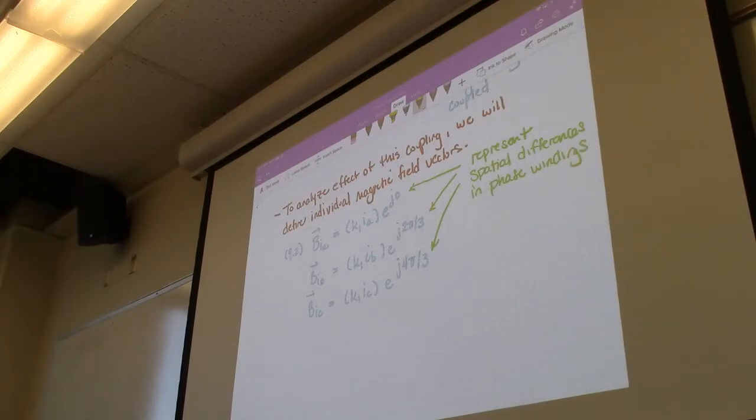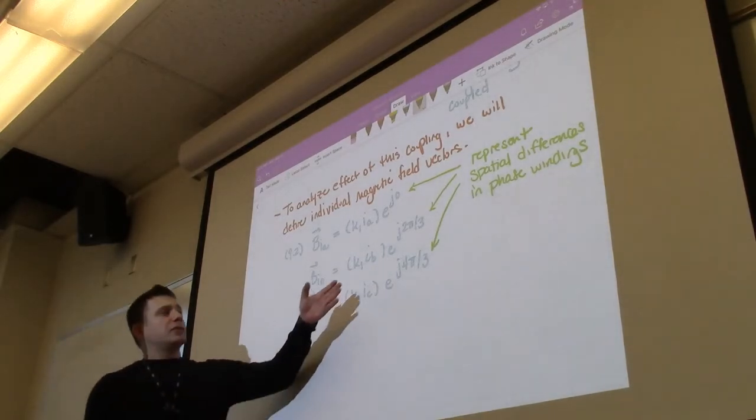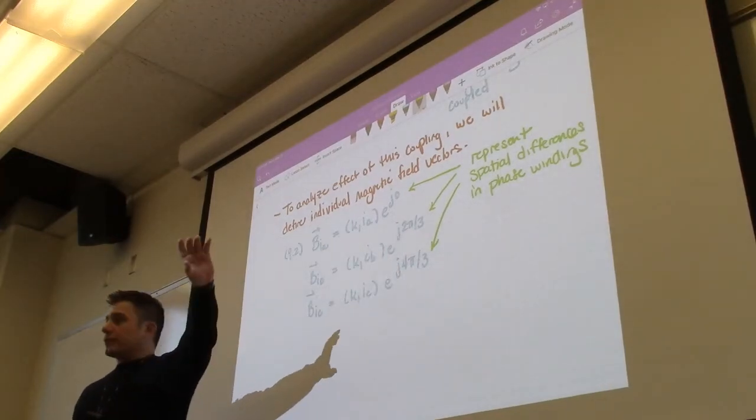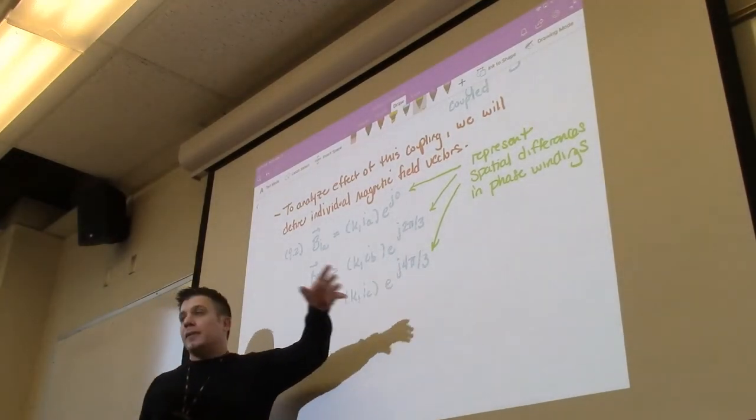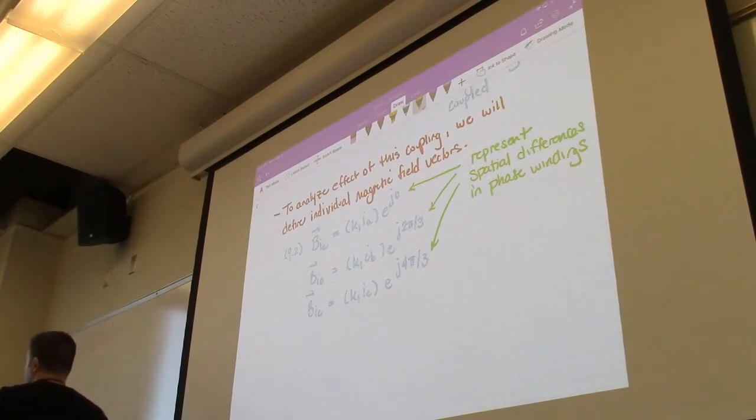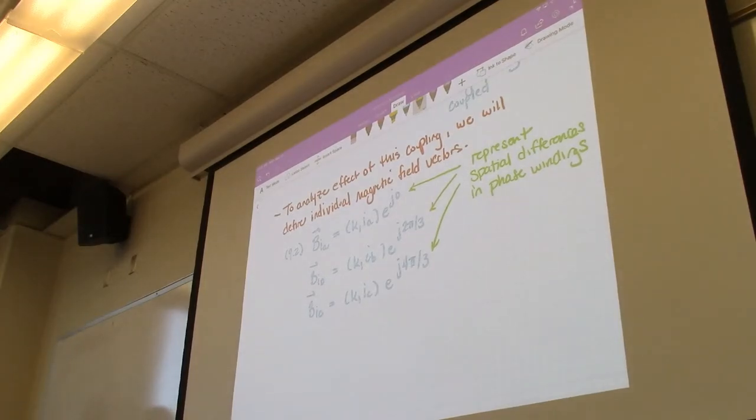Specifically, if we're analyzing the armature reaction with respect to phase A, then obviously the phase A coil lines up with 0, so there's a 0 degrees differential. The phase B coil lines up with a 2 pi over 3 radian differential, and the phase C lines up with a 4 pi over 3 differential.